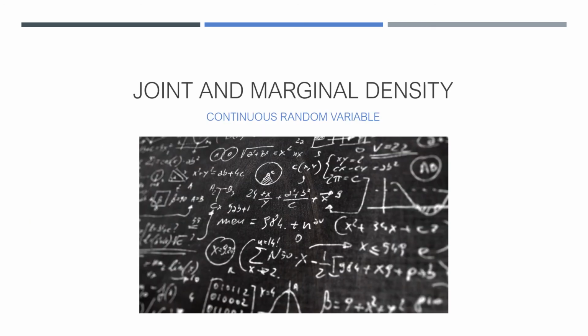So in this video, we were discussing the joint density function for a continuous random variable, and also we calculated the marginal density functions. The marginal density functions are nothing but the individual PDFs, the probability density function of x separately and the probability density function of y.